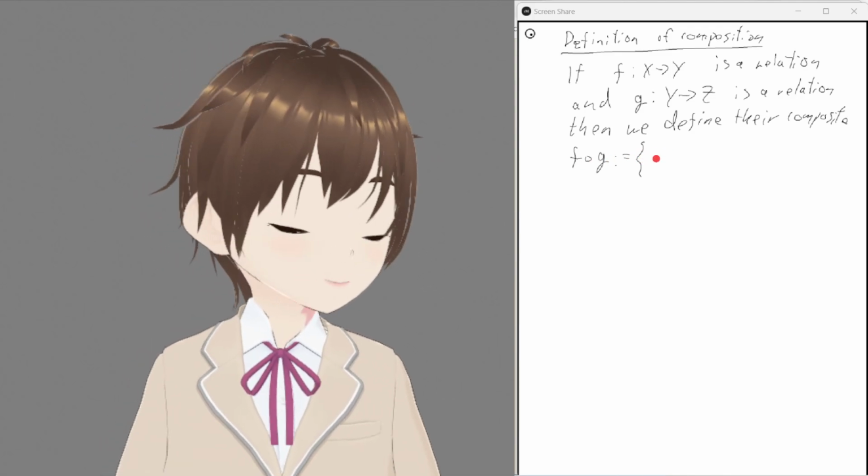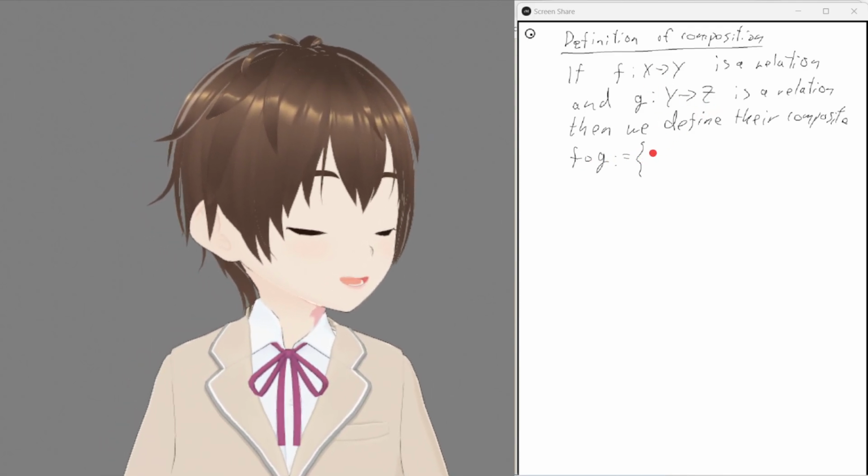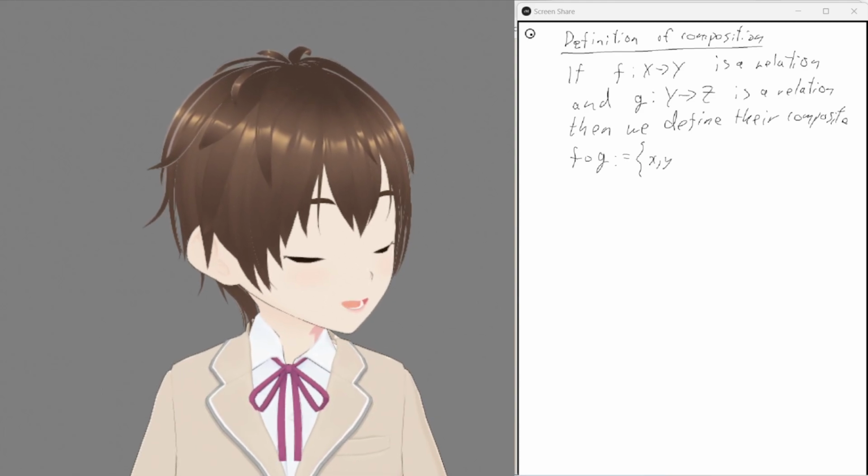So this is a relation. It's a subset of x times z. It's a relation from x to z. So this is the things (x, z). Whoops.